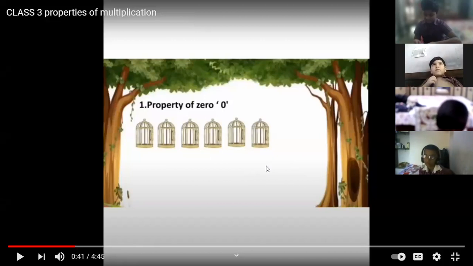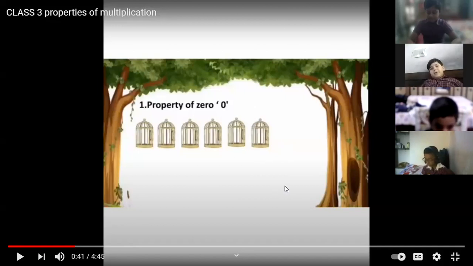Because nothing in each cage. Very good. Because beta, we can say that the total number of cages is 6. So that's why we have added 0 6 times. We have added 0 6 times because the total number of cages is 6 over here.